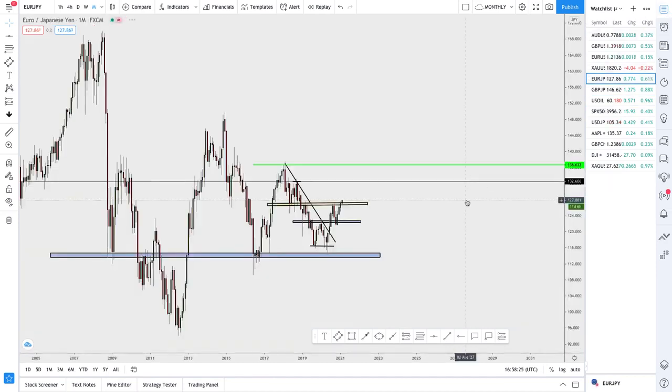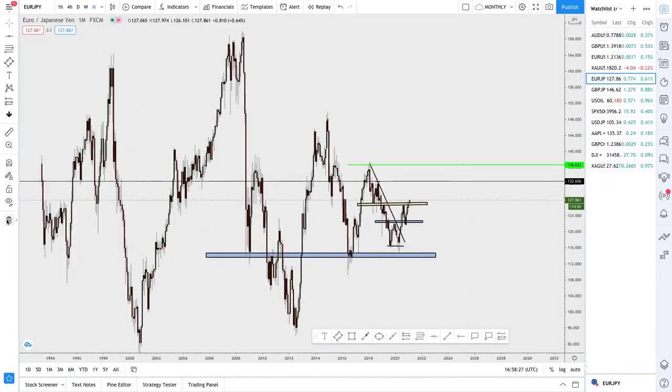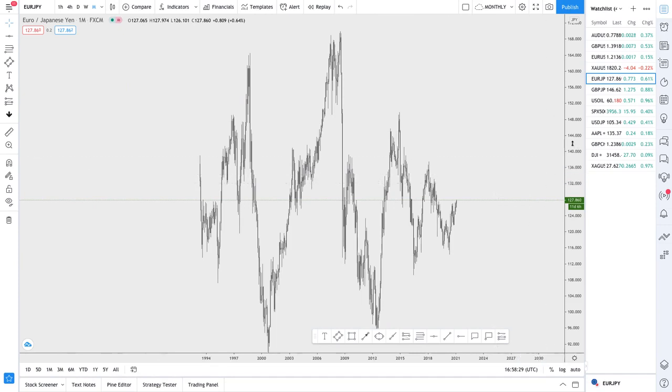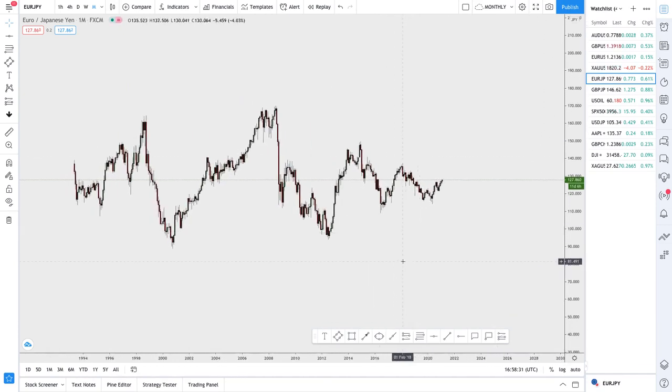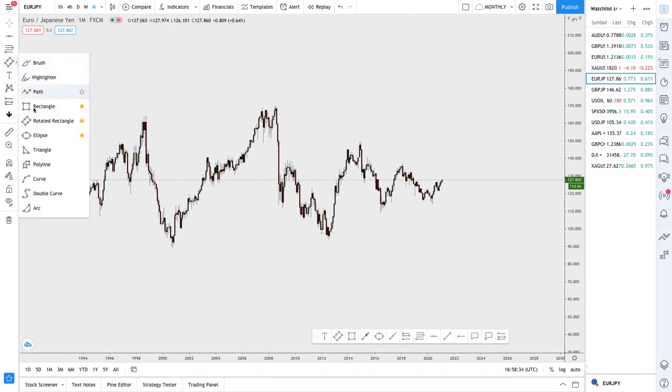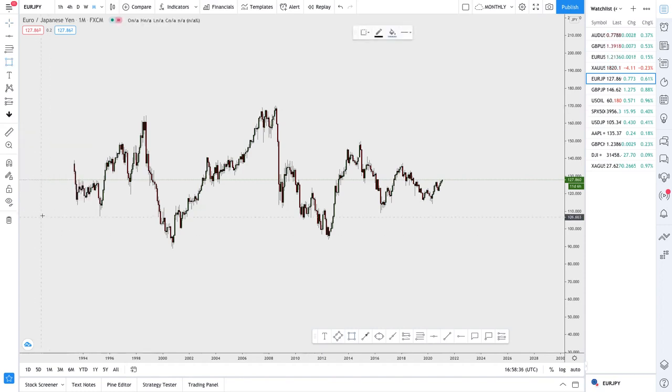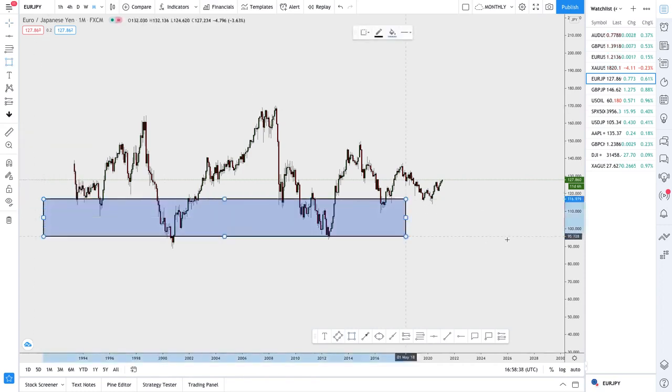So Euro JPY, I still have my levels on Euro JPY, they're there, but obviously you can tell this is an absolute mess. Like, where do you even start from? Actually, let's see if we can tackle this guy once and for all. I like this.